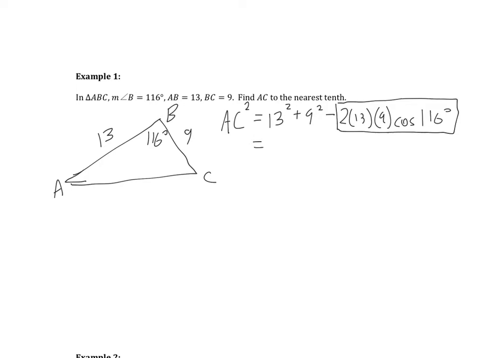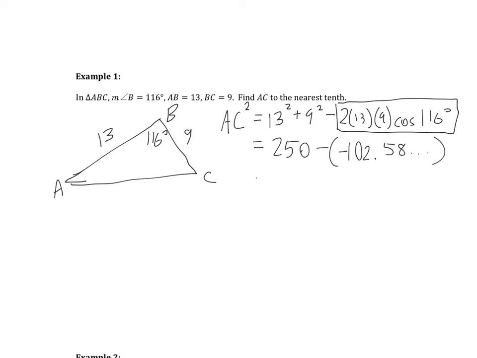So if there's calculations that are helpful to do here, I'd think about it this way. 13 squared plus 9 squared. So first thing we're going to do is calculate that. 13 squared plus 9 squared. So that's 250. And now I'm going to subtract all of this remaining part. So 13 times 9, and then the cosine of 116. Make sure you're in degree mode. So that's a negative 102.578... keeps on going.